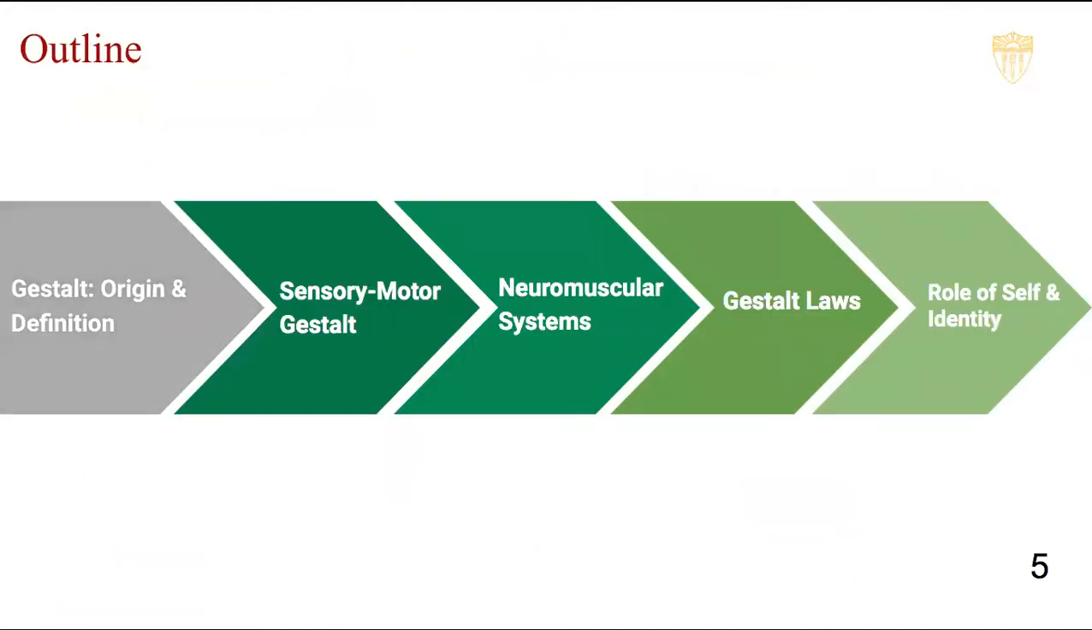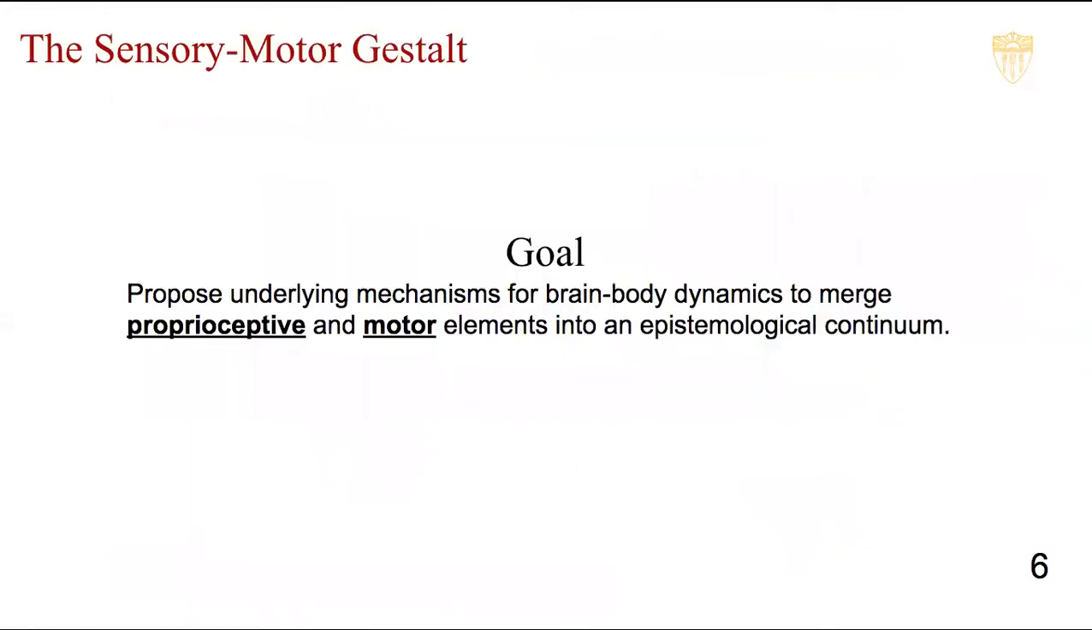Now let's move on to the sensory-motor Gestalt. The main goal of this research is to propose the underlying mechanisms for brain-body dynamics to merge proprioceptive and motor elements into an epistemological continuum. Epistemology is the study of knowledge and how does one come to know. In our work, we want to determine how one comes to know the self, or at least a minimal version of it.